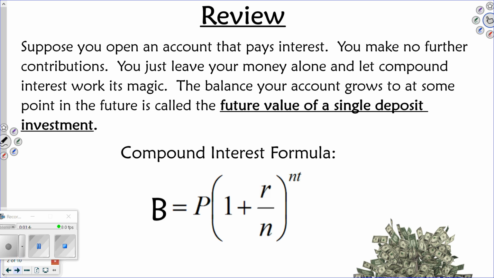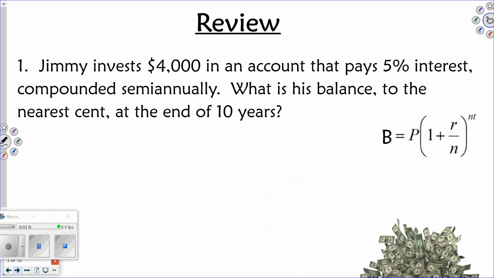The balance your account grows to at some point in the future is called your future value of a single deposit investment. This is what we've done already. This formula should look familiar. We had a quiz that dealt with this formula, right? Keeping that in mind, just reiterating what we did before the weekend: if Jimmy invests $4,000 in an account that pays 5% interest, compounded semi-annually, what is his balance to the nearest cent at the end of 10 years?